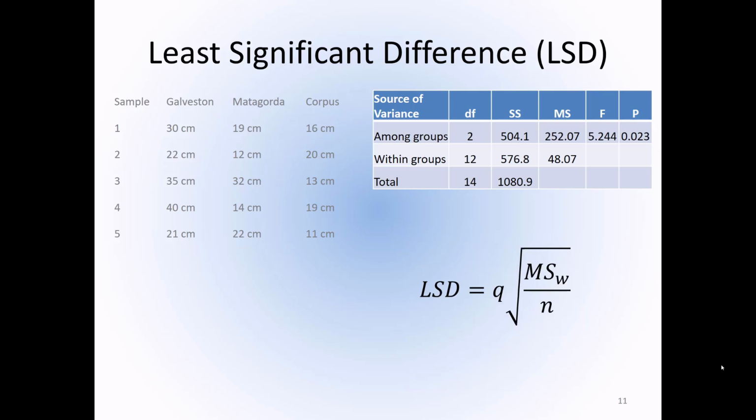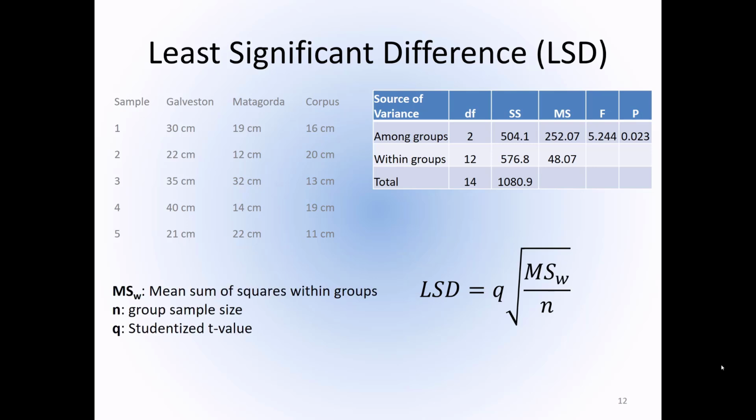And then we're going to use the following formula here, in which our least significant difference is going to equal Q times the square root of the mean sum of squares within groups divided by sample size. So these first two components here on the left are things that we're familiar with. So the mean sum of squares within groups, that's going to come from our ANOVA table, and the group sample size is going to come from our data.